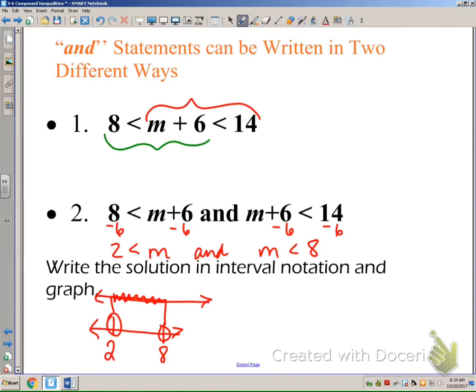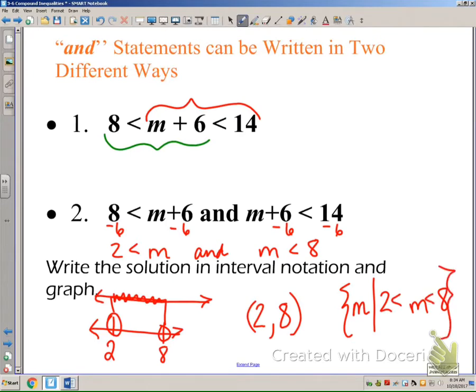So when I write out my interval notation, I start at 2 and I come up to 8, and I'm not including either one. If I put it in set builder, I want to have x such that, I guess I should probably use m, huh? So we could say m such that m is between 2 and 8. We know m is greater than 2 and m is less than 8. And there's my set builder notation.